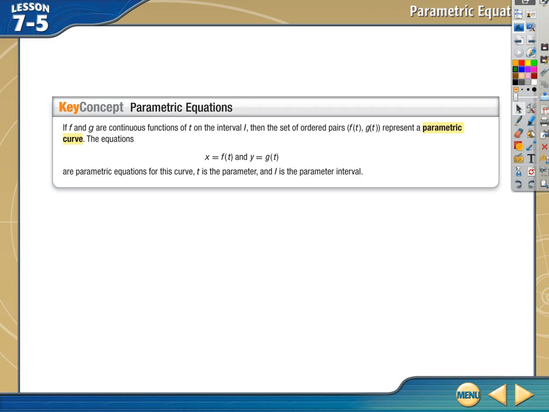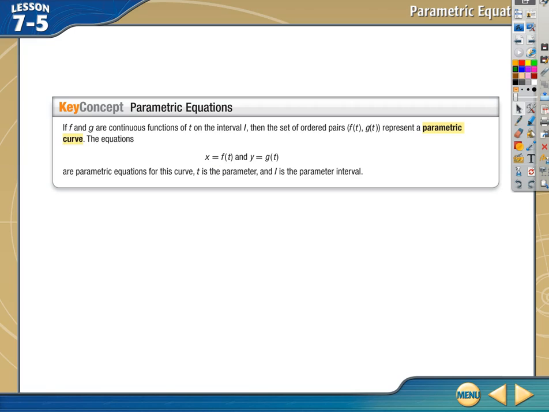So, a parametric equation is where it says here, if f and g are continuous functions of t on the interval I, then the set of ordered pairs f of t, g of t represents a parametric curve with these equations.